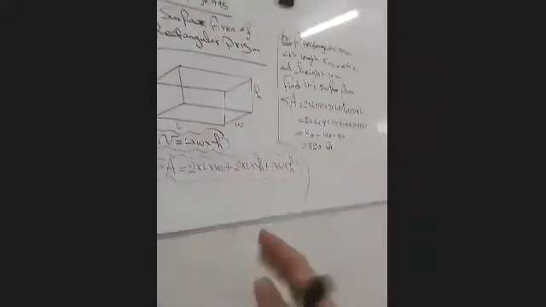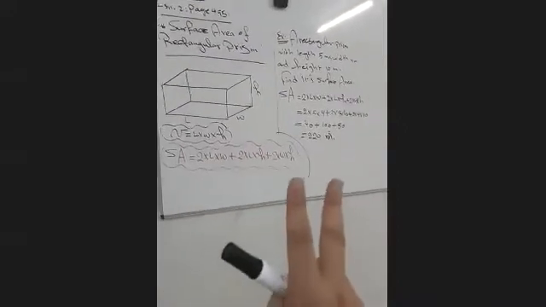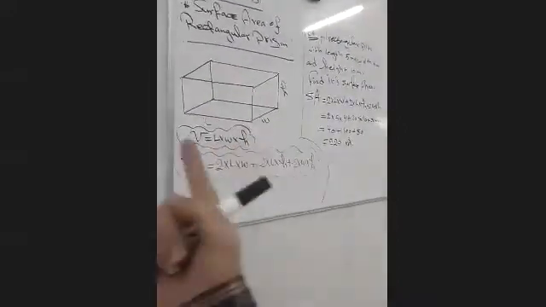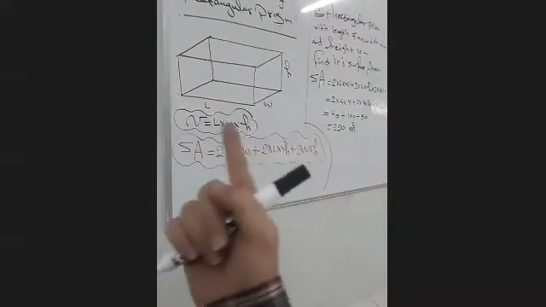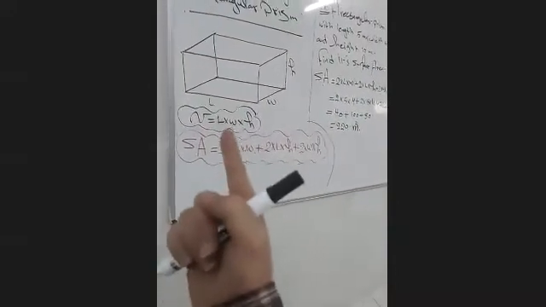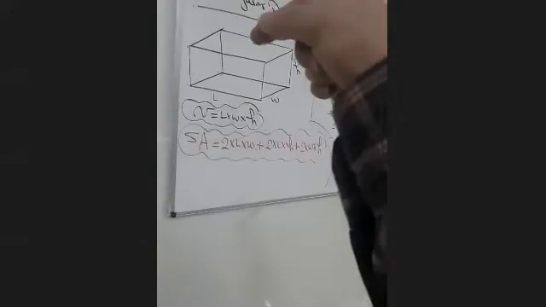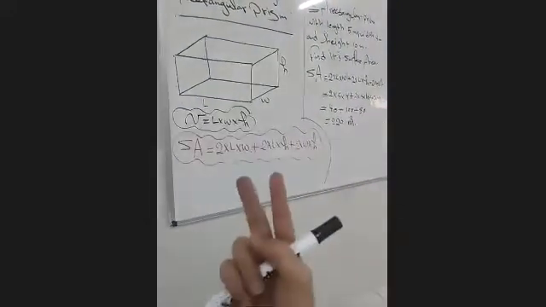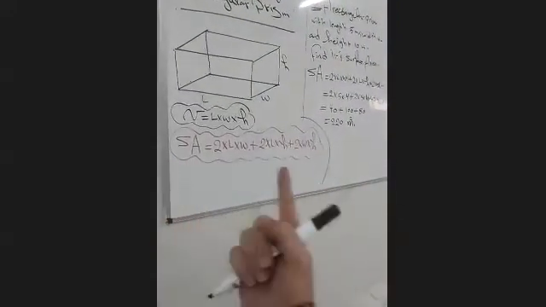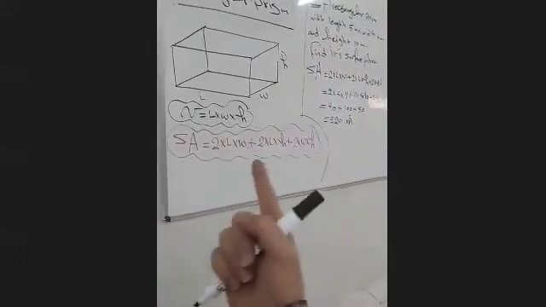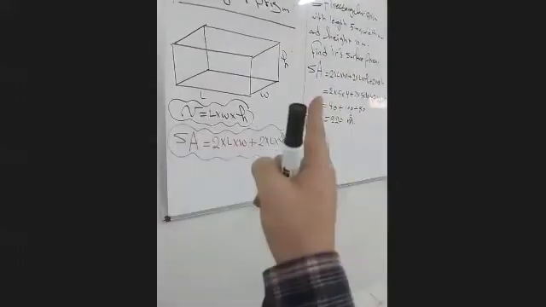So, for the rectangular prism until now, we can find two amounts. The first one is the volume. This is the formula of the volume: how much space inside. The second formula, the new one, is the surface area. This is its formula. You need to memorize it and apply it.